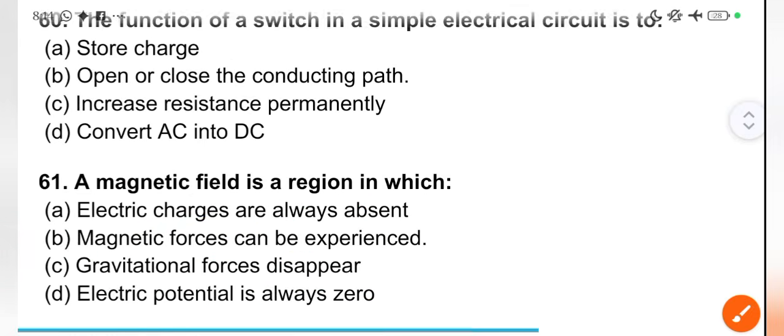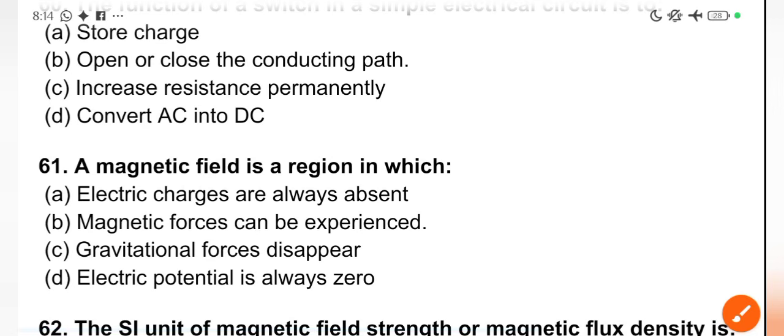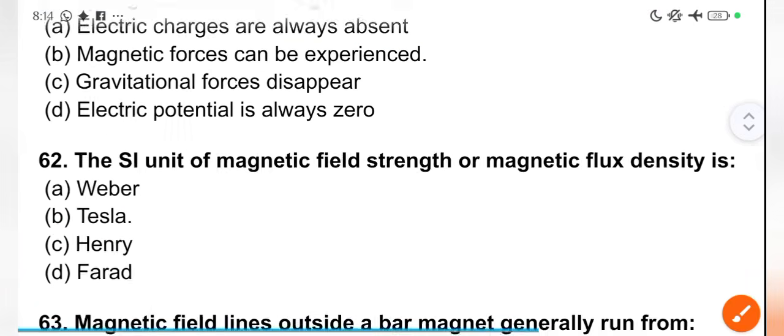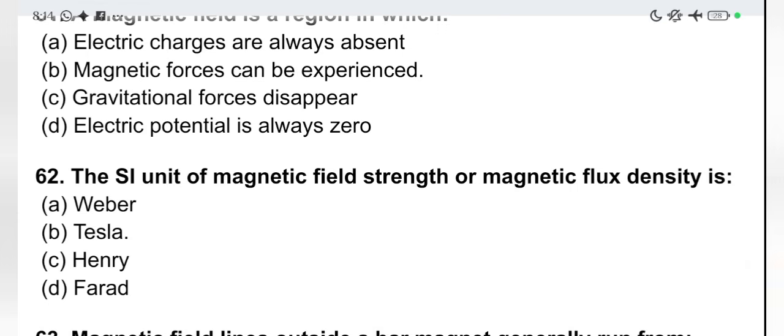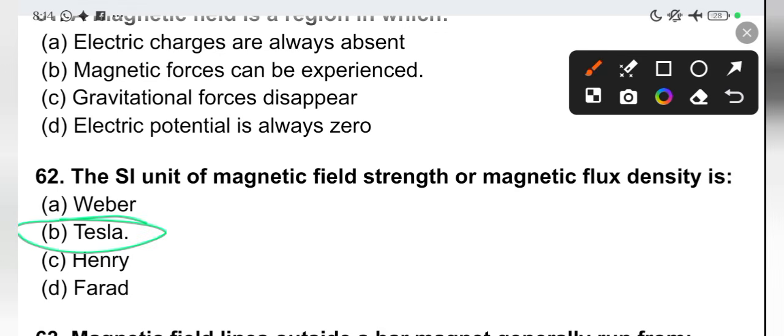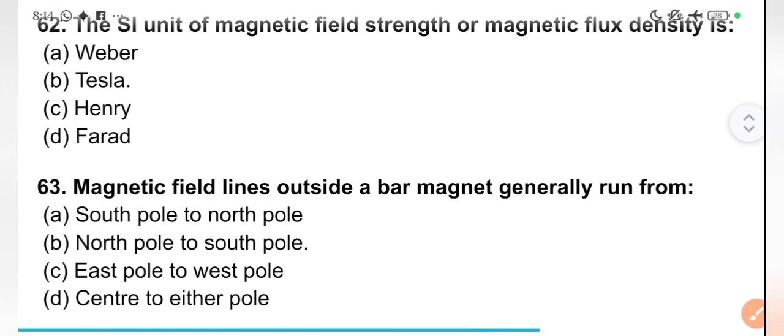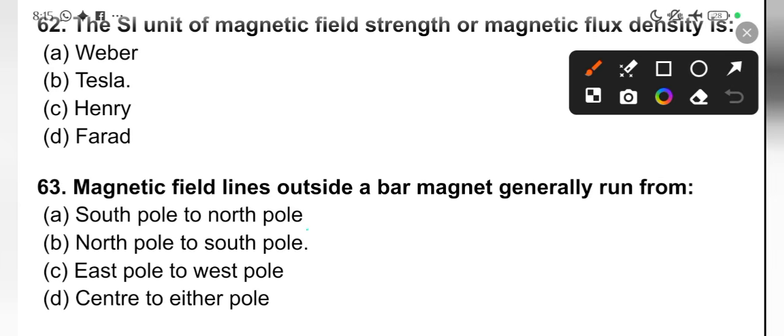A magnetic field is a region in which magnetic forces can be experienced. The SI unit of magnetic field strength or magnetic flux density is Tesla. So anything electric, don't bring Tesla to electrical. Tesla is related to magnetic. So magnetic field lines outside the bar magnet generally run from North Pole to South Pole.